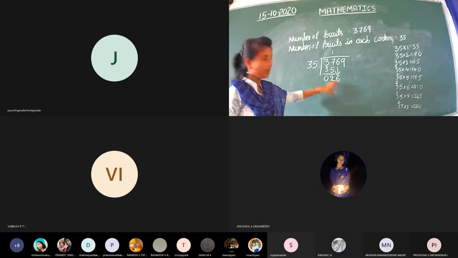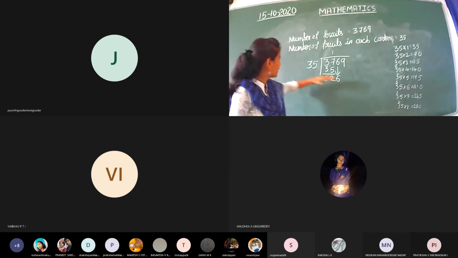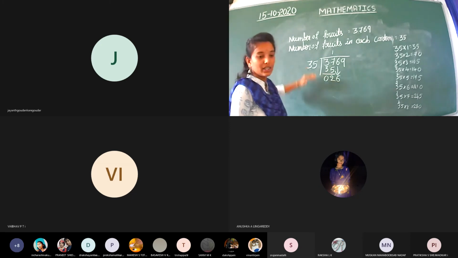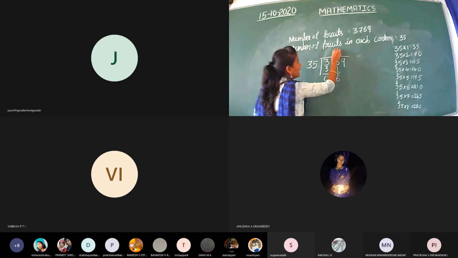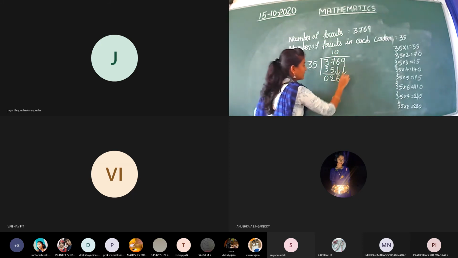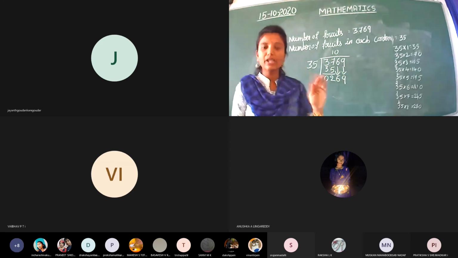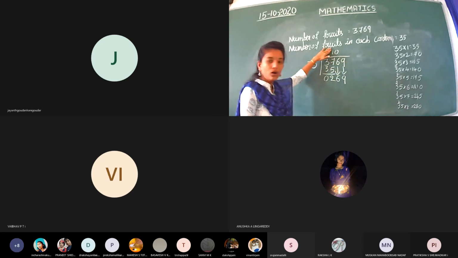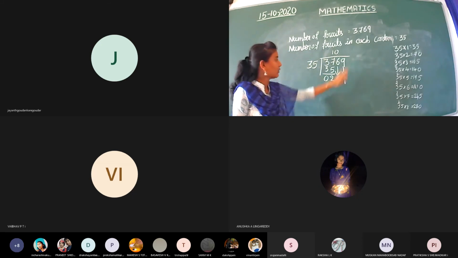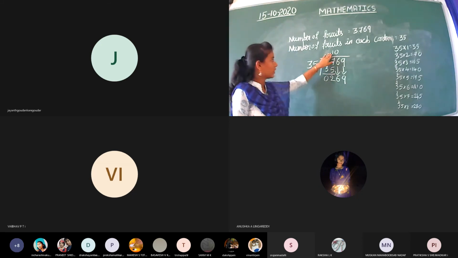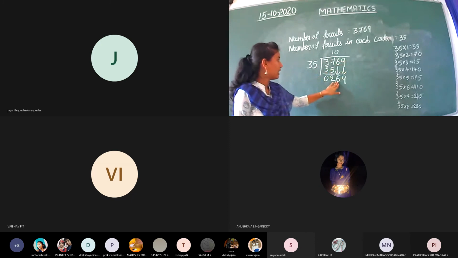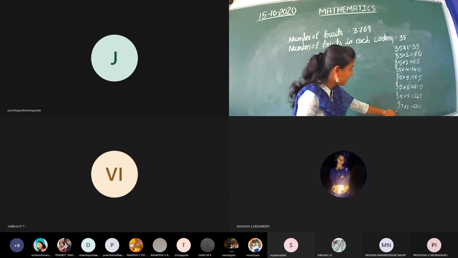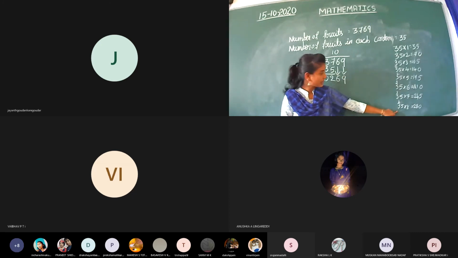But observe here, the dividend is less than the divisor. Then what can we do here? Write 0 in the quotient, take down the next digit. If the dividend is less than the divisor, write 0 in the quotient and take down the next digit. It will become 269. Check, is 269 there in the 35 tables? No. Then what is the smallest number?